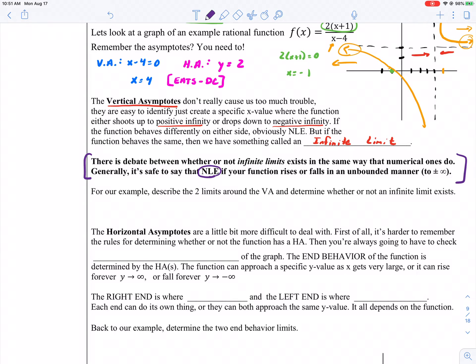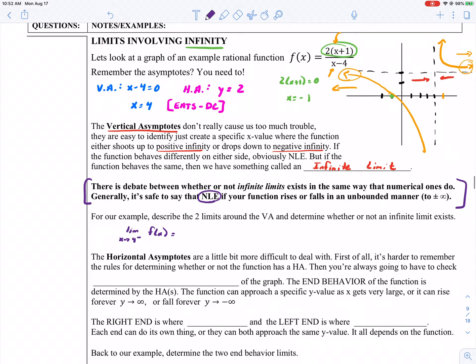Okay, for our example, we're going to describe the limits around the vertical asymptote. So let's do that. We're going to write out our limit correctly. So we're taking the limit as x approaches 4 from the left of f of x. Remember, you have to take the limit of something. You can't just take a limit of nothing.